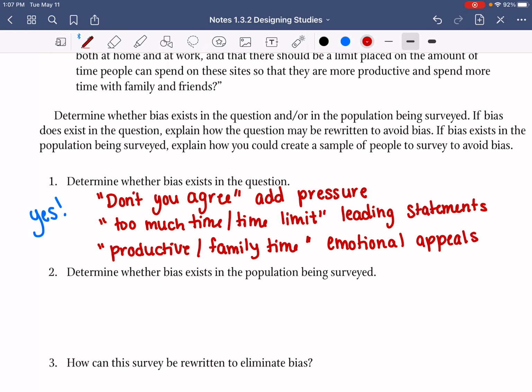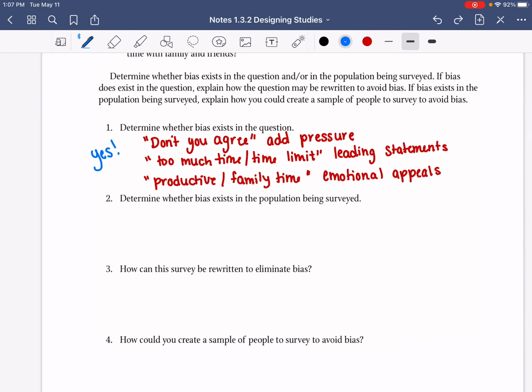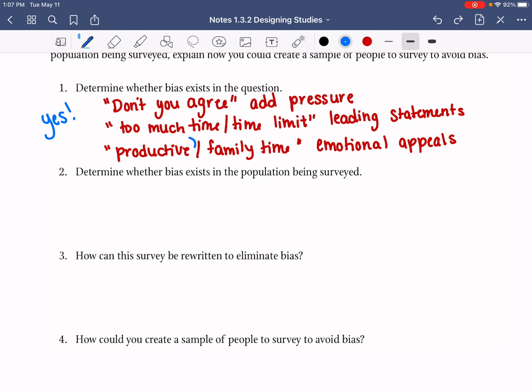So what about the population? Who did they ask? Well, they asked business owners and managers. Business owners and managers are probably going to be in charge of people, and they're probably going to be looking at people's productivity. So yes, I would agree that there is bias in the population, because managers and owners may have a skewed response about employees using social networking.